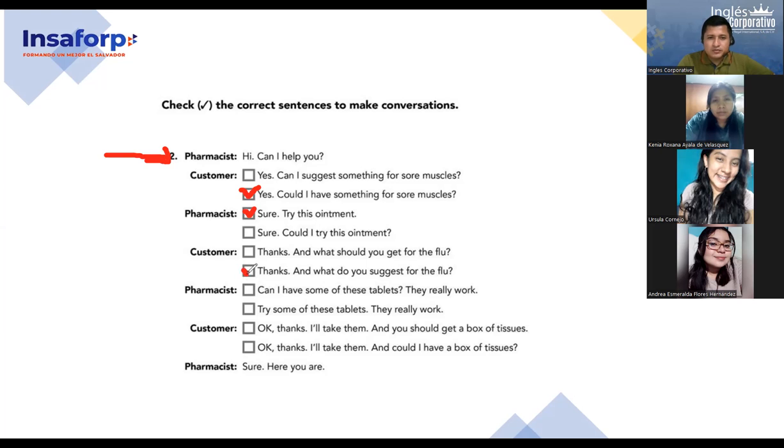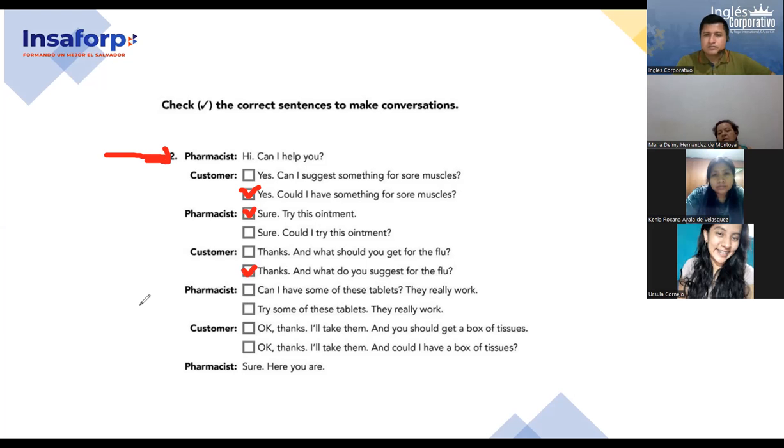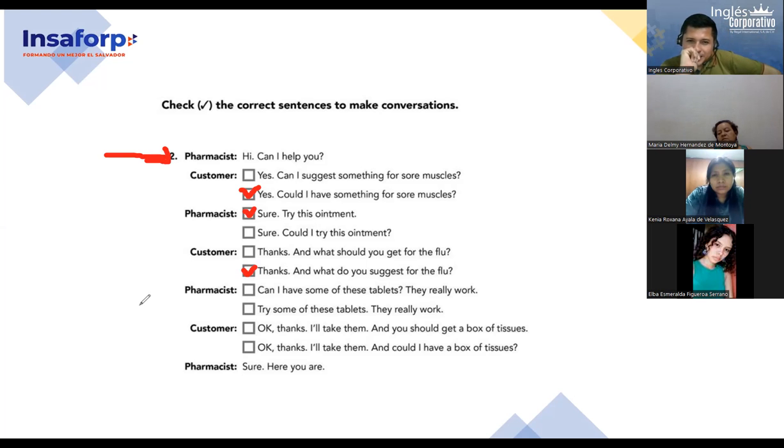What about the customer? Thanks, and what do you suggest for the flu? What about the pharmacist? What is the option? Try some of these tablets. They really work. Beautiful. Very good.